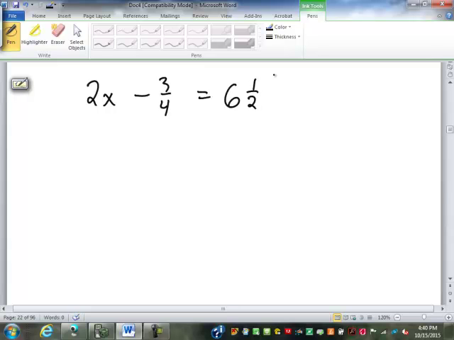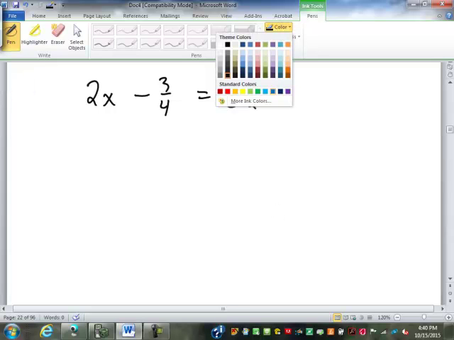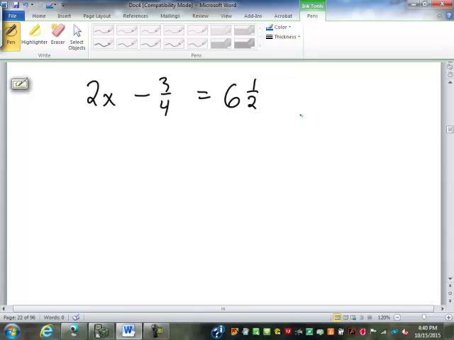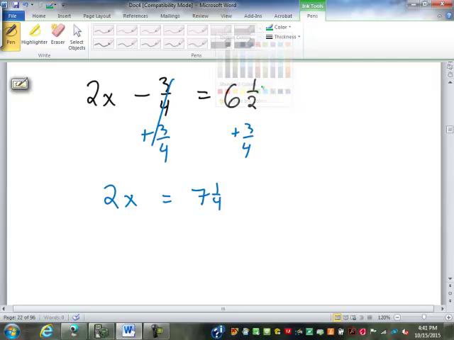What about when we encounter something like this? What would be our first step? No, not run away screaming. Add 3/4. There we go. So 2x equals 6.5 plus 3/4 is 7 1/4. Then what?